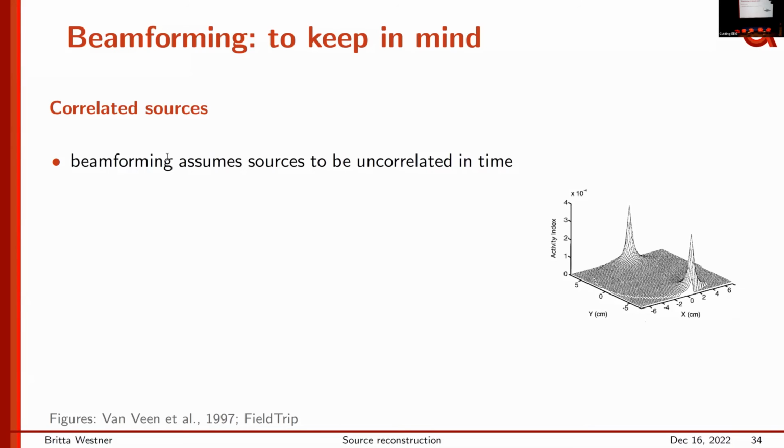Okay, this is an interesting one we've talked about before, the correlated sources. As I said, beamforming assumes that sources are uncorrelated in time because of this attempt of minimizing variance to find a solution. And this is from the seminal paper of Van Veen et al. in 1997, thus the very beautiful graphics. That was state of the art back then, I guess.